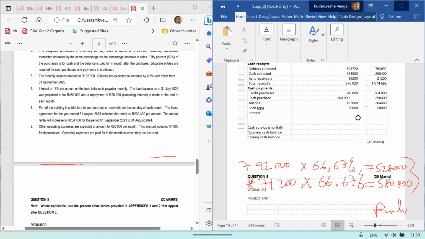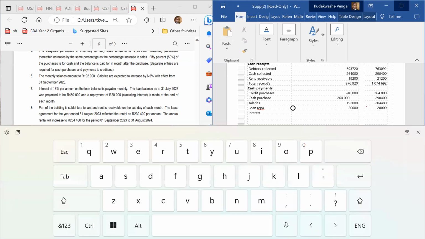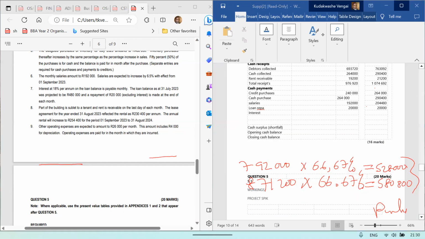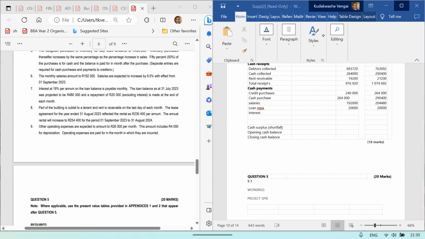Right. So what we are going to do for this one is, first of all, we want to know the monthly interest rate to make our lives easier. If we're told it's 18% per annum, we divide by 12 to get the monthly interest rate. So 18 divided by 12 gives us 1.5% per month. Are we together? Because we're going to be using this figure, 1.5% per month. I'm going to assume we understand each other.